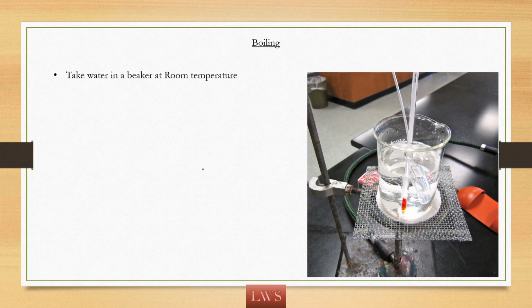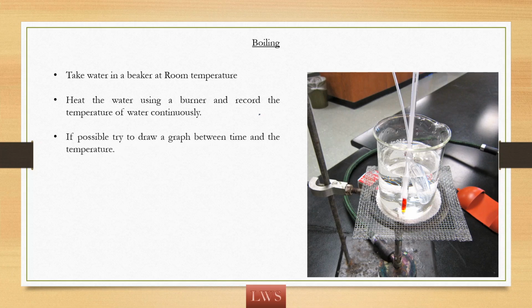For this, you need to take a beaker with water at room temperature. Now heat the water using a burner, and with the help of a thermometer, record the temperature of water for every minute continuously. So in the figure you can see, I am taking water in this beaker, and with the help of a burner I am heating this water. With the help of a thermometer I am measuring the temperature, and I am continuously recording the temperature.